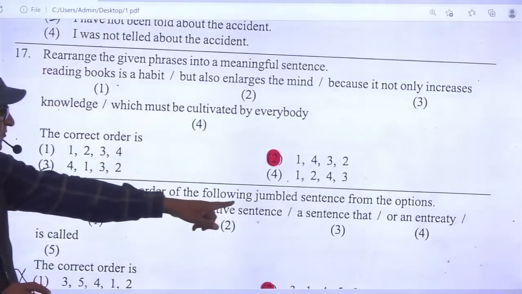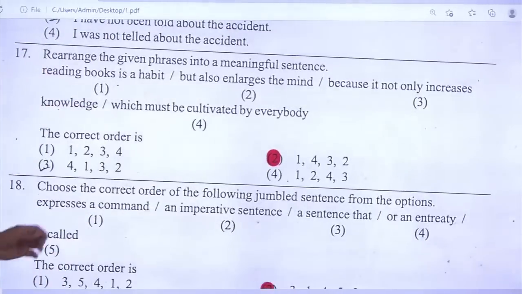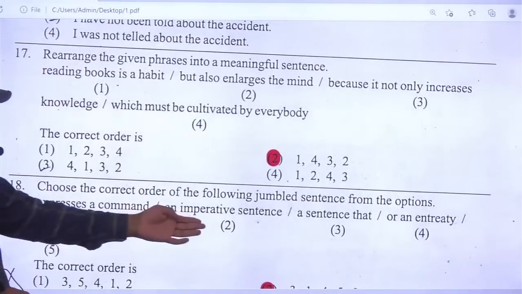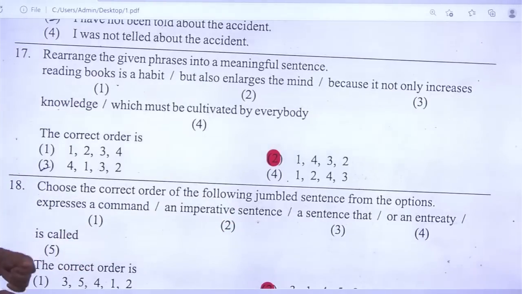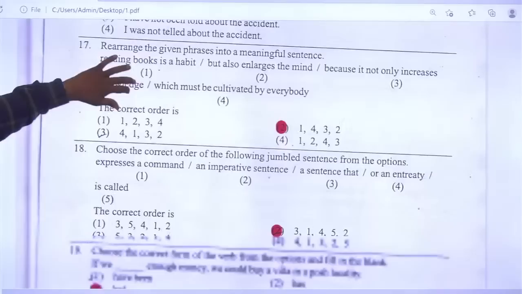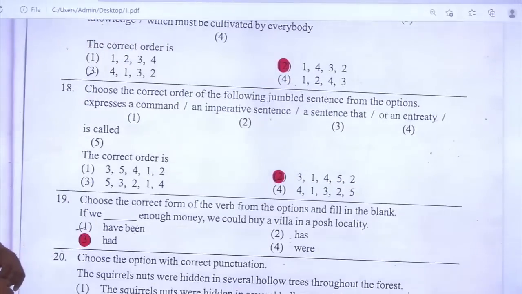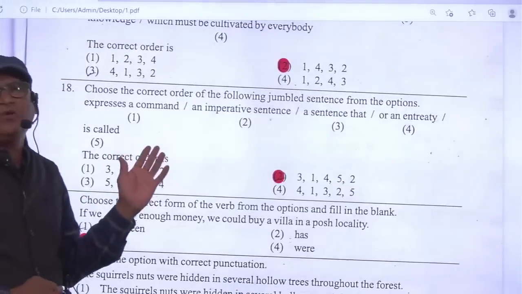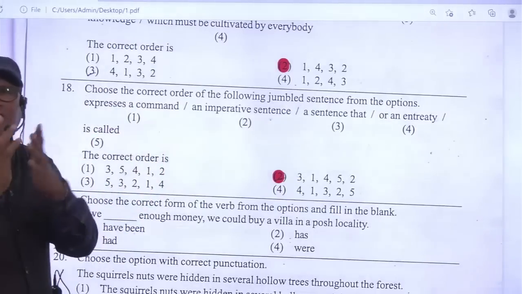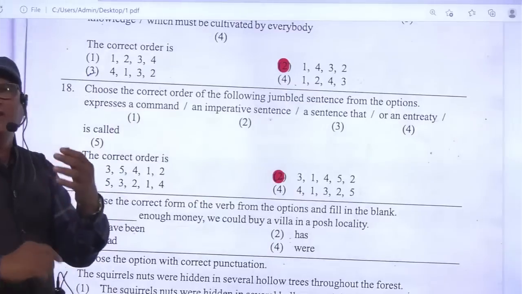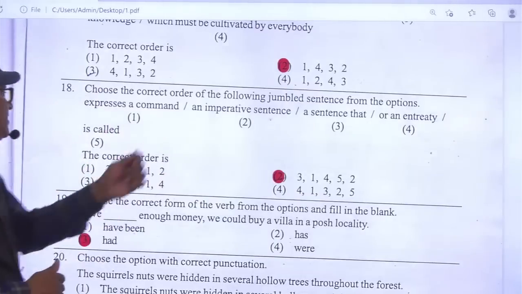Choose the correct order of the following jumbled sentences. What is that? It expresses a command, an imperative sentence, a sentence that an entity is called. So this is the original statement. What is the right order? Let us see. As I told earlier, we have to check and observe the subject and subject complement. After that, the verb and verb complement, and then finally the object and object complement are required, right?